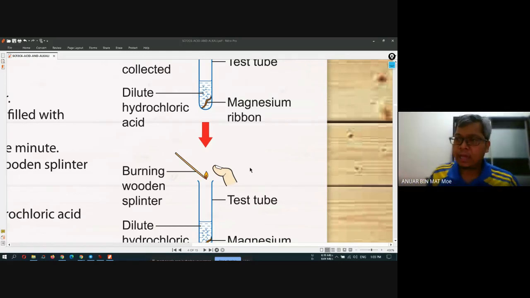is a very explosive gas. Okay, so we can say that when we put metal inside acid, there is a reaction. What is the reaction? The metal will react with acid to produce hydrogen gas. All right, to produce hydrogen gas.